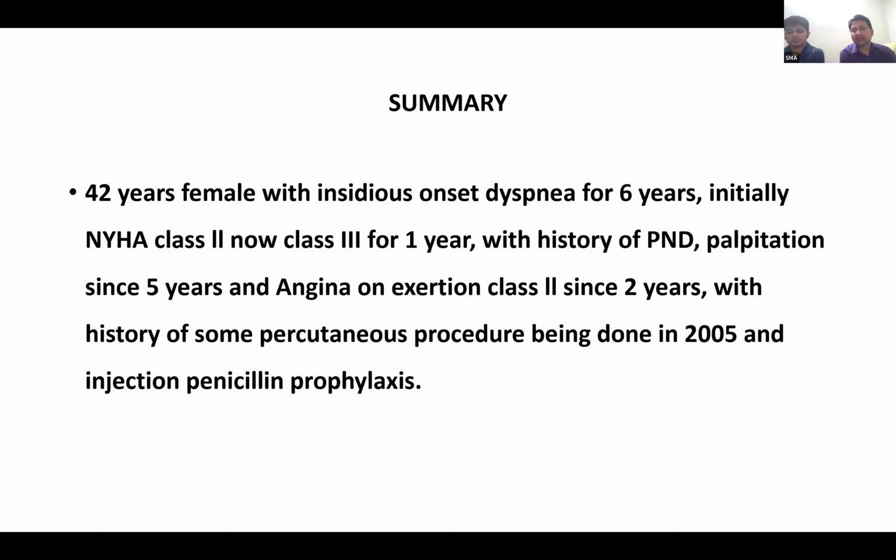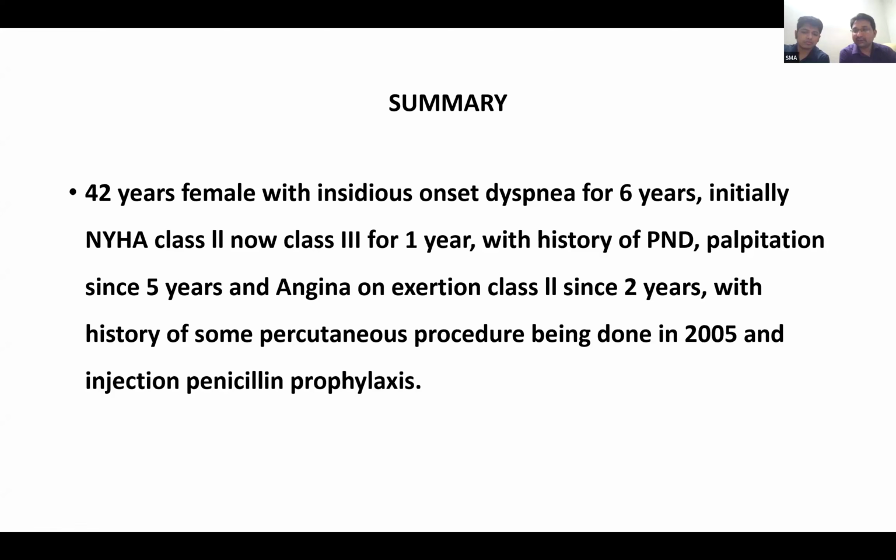Coming to the summary, she was a 42-year-old female patient with insidious onset dyspnea for 6 years. Initially in NYHA class 2 symptoms. For the last 1 year, she is in NYHA class 3 symptoms with history of PND, with history of palpitation since 5 years and angina on exertion class 2 symptoms since 2 years. Also a history of some percutaneous procedure done in 2005 and injectable penicillin prophylaxis.